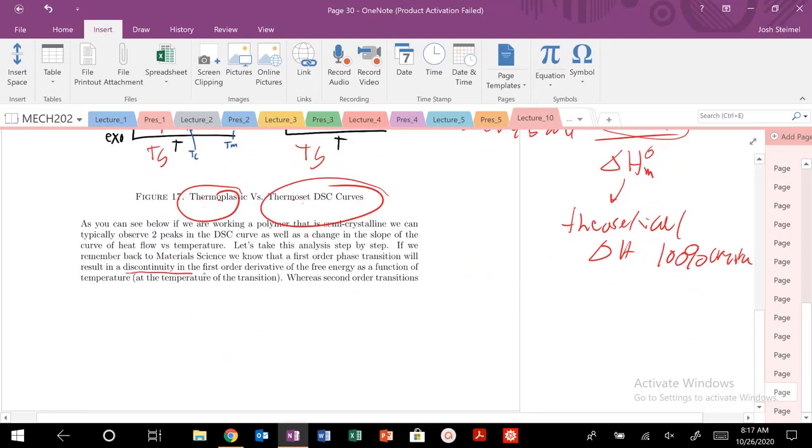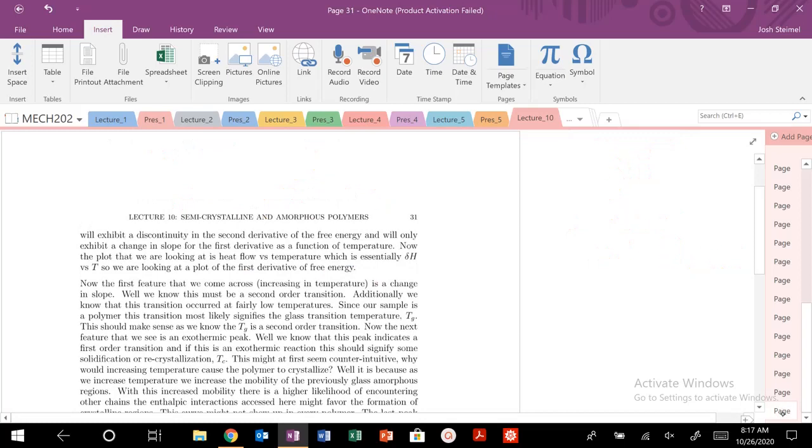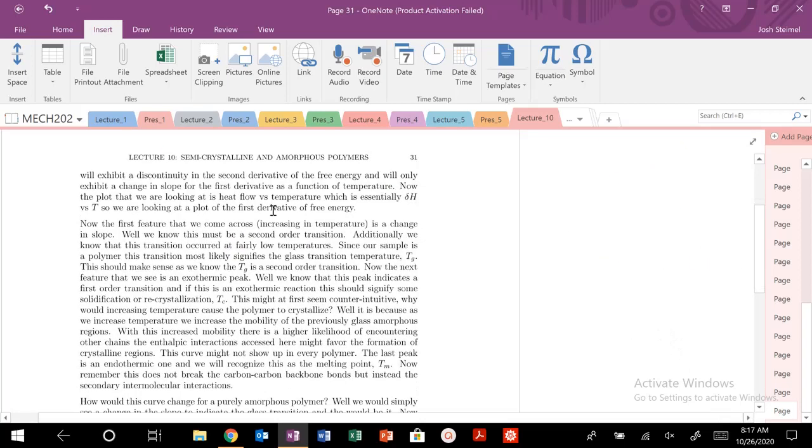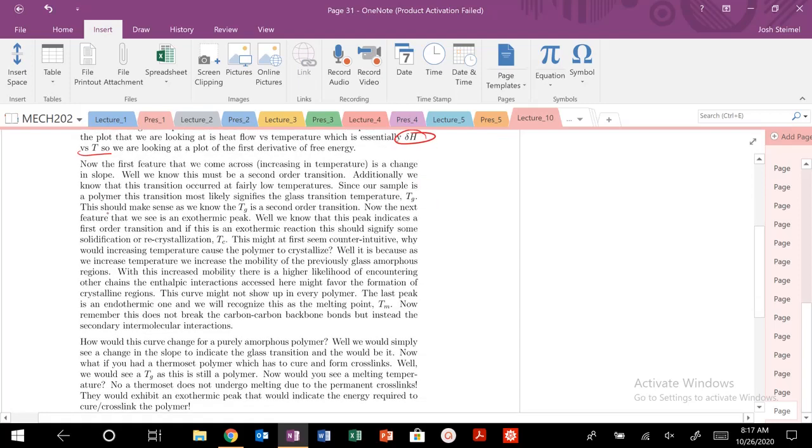So again, we're looking at a discontinuity in the first order of free energy as a function of temperature. Second order transitions will be in the second order of Gibbs. So we're plotting this delta H versus T. We've already talked about this. The glass transition temperature is our first peak. It's a second order phase transition, so we're going to see a change in slope there.